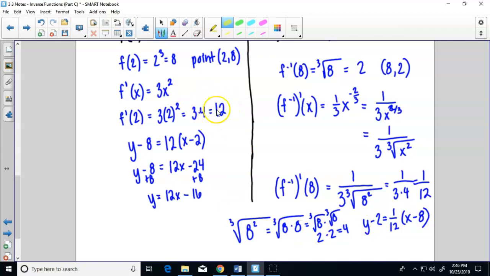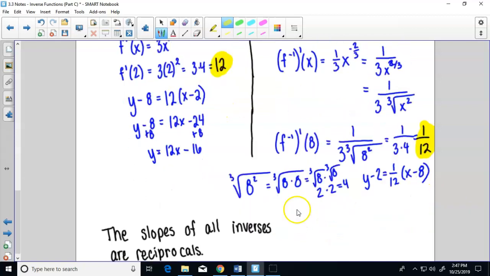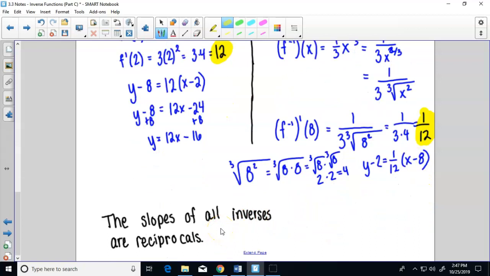The slope we found here was 12. The slope we found here was 1/12. So you'll see, if they are linear functions, then your derivative is always the same, because the slope is always the same. So if you have linear functions, then your slopes are inverses. But even if the functions are not linear, the inverses at corresponding points are going to be reciprocals of each other. So the slopes of all inverses are reciprocals.